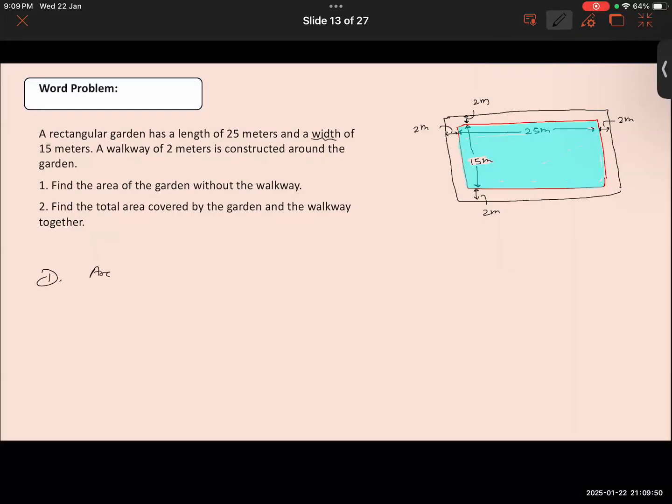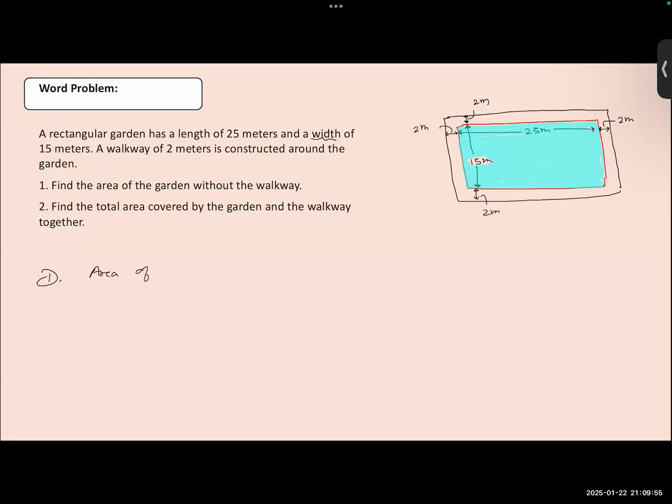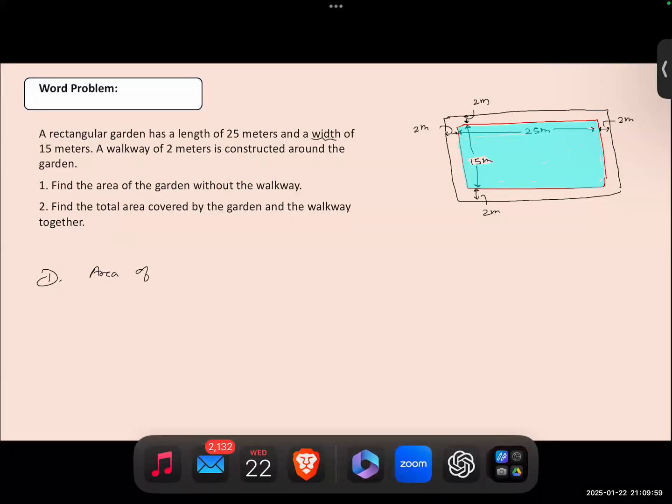So area of garden. I'll be on mute for a minute. You solve it quickly, okay?